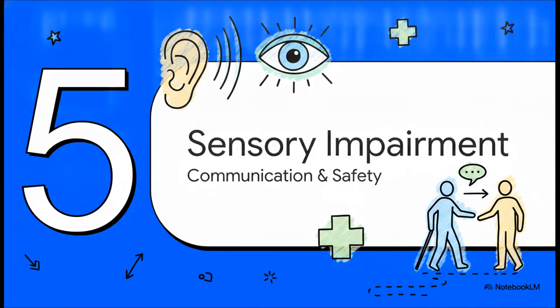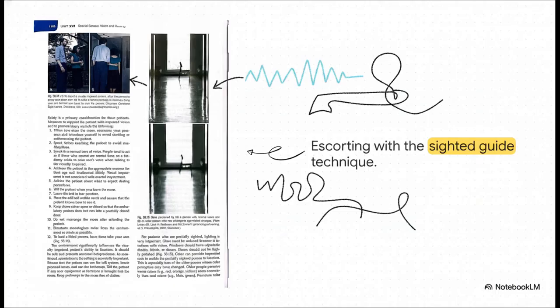Last section, Section 5, Nursing Care for Sensory Impairment. Point 17 highlights a very specific ambulation method called the sighted guide technique. If you're escorting a visually impaired patient, you do not grab them. Instead, you allow the patient to lightly grasp your upper arm right above the elbow. You just walk slightly ahead of them, and they'll naturally follow your body movements. It's a great way to promote both safety and independence.